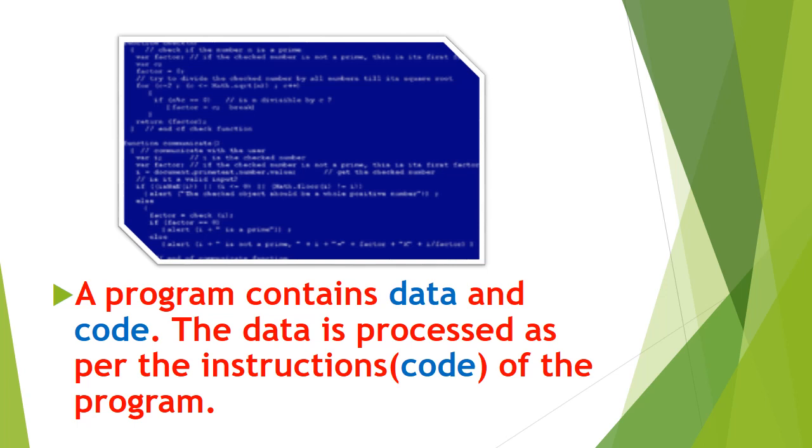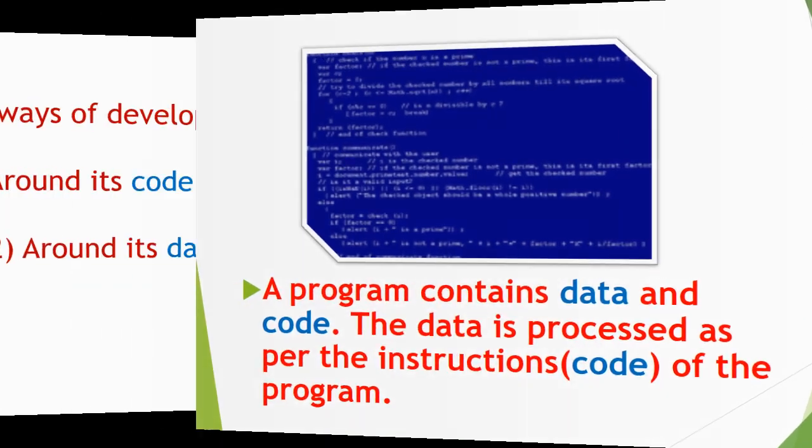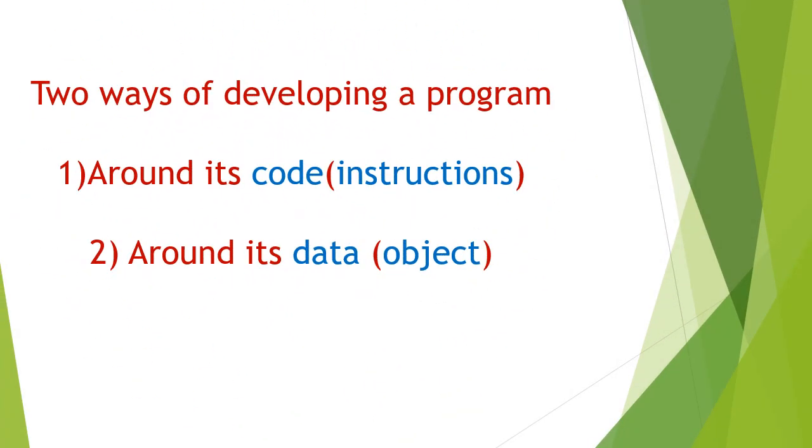The data is processed as per the instructions or code and the output is produced. A program can be developed in two different ways. We discuss here two ways of developing a program.